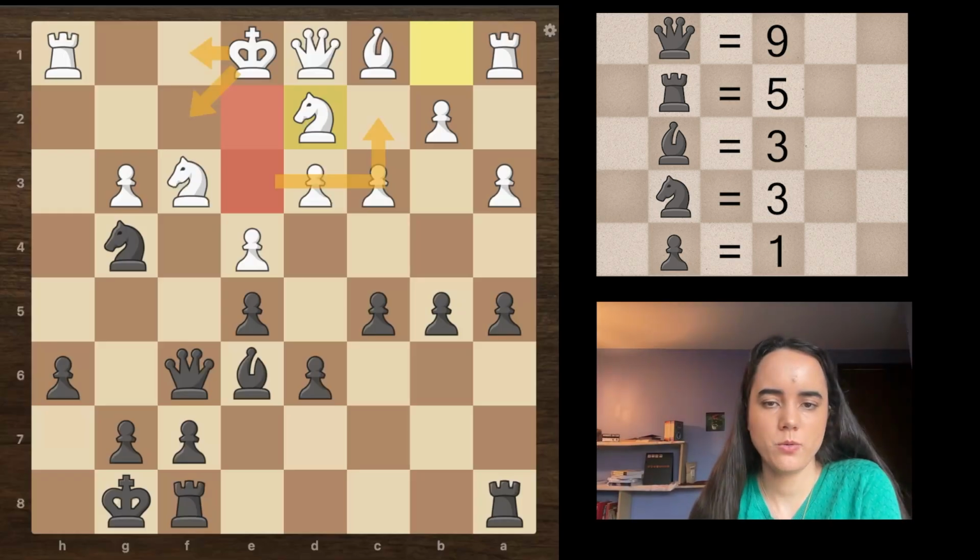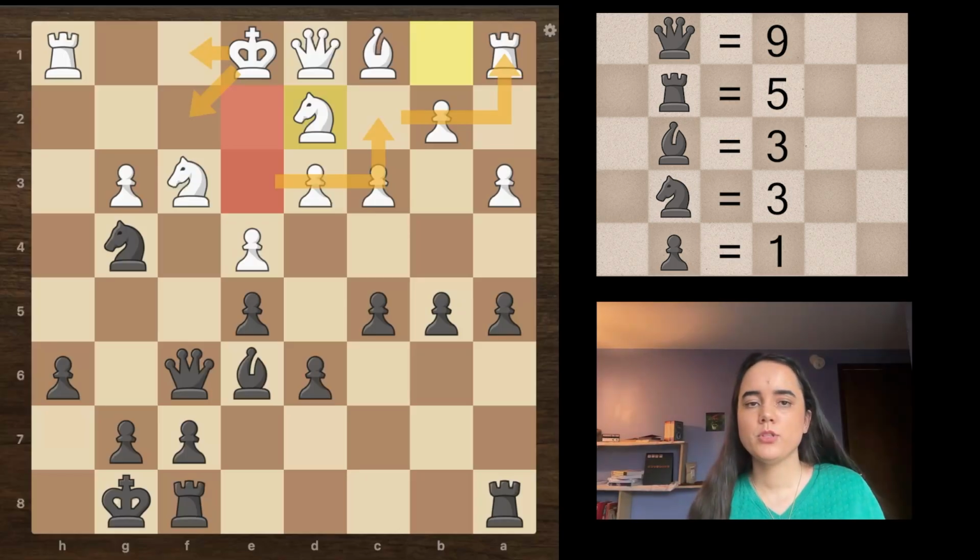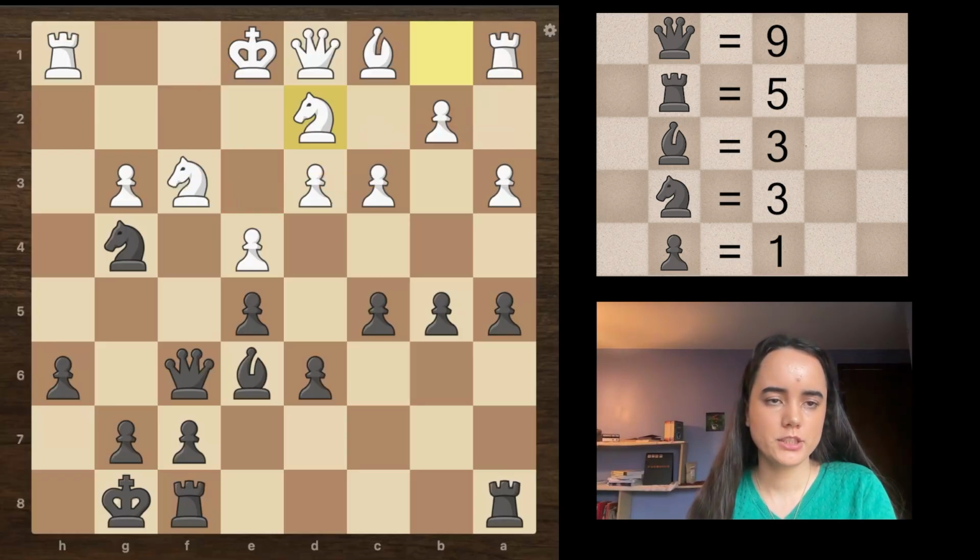And either way, we can grab his rook. And we need to be up 2 points of material. A rook is 5 points. So that means this has to be the answer to the puzzle. Okay, so let's do it.